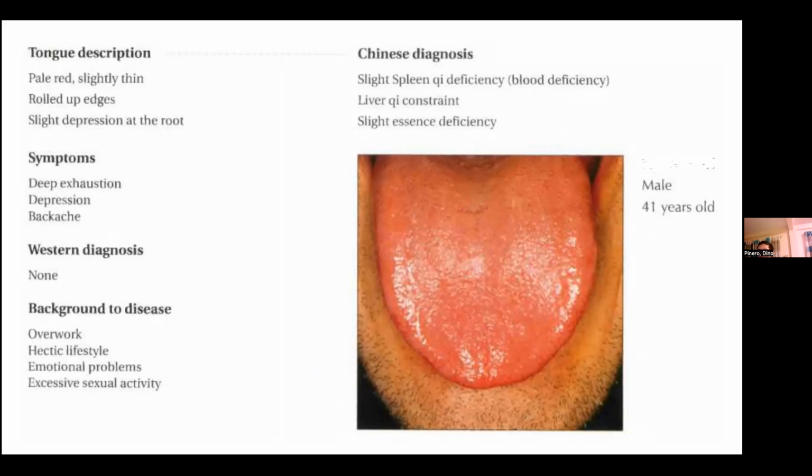Next, meron siyang slight depression at the root. Dito po sa may likod ng tongue, may depression. Ibig sabihin, there is a slight essence deficiency. So this patient has symptoms of deep exhaustion, meron siyang depression and backache. Sa Western diagnosis, there is none. And yung background to disease: overwork, hectic lifestyle, emotional problems, excessive sexual activity.